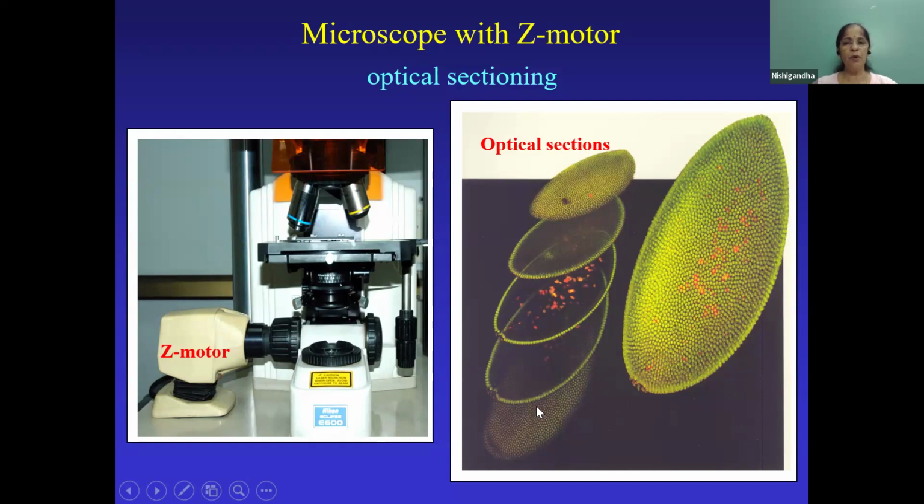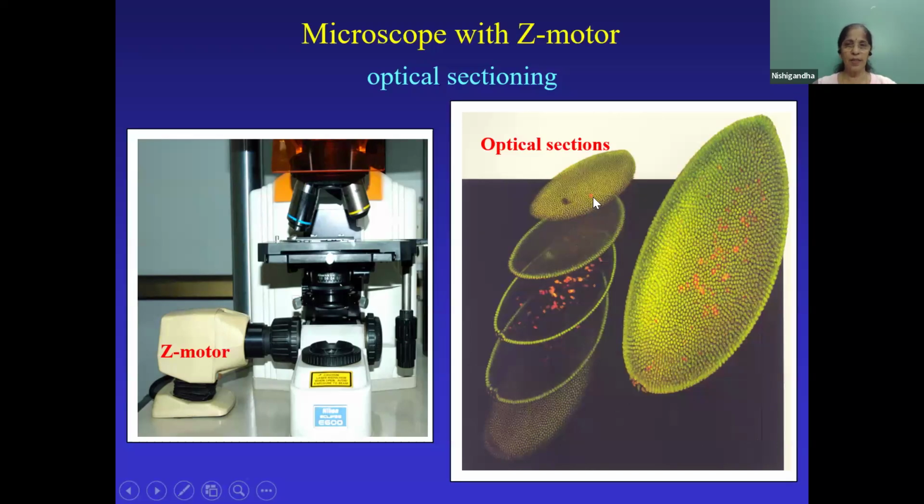We can start from top to bottom or bottom to top. It's up to us. And there is no actual sectioning of the object. But since we are moving the focal point of the laser, only the image which is in the focal plane will be collected. Like this, when we go on moving in the Z axis, we have multiple images, and even the deep-seated signals can be seen very clearly.